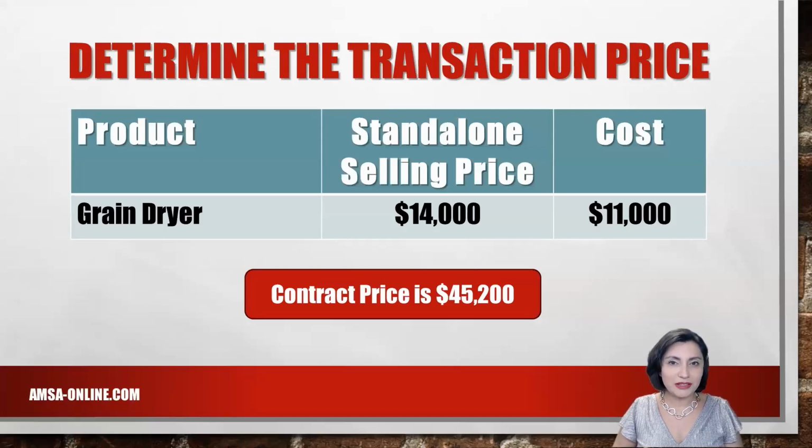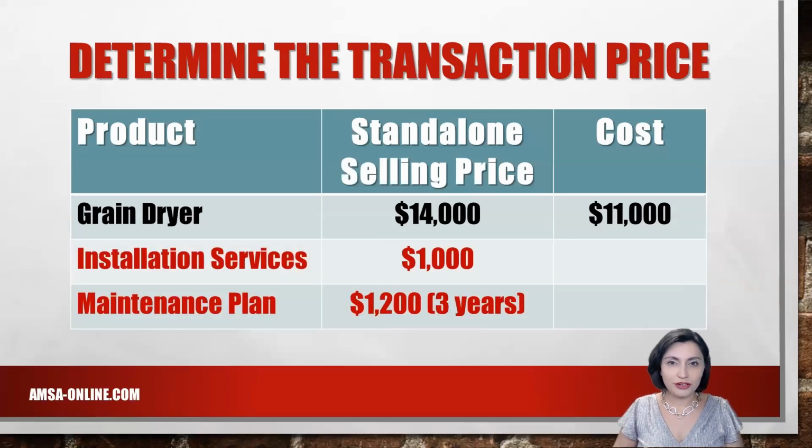Range and Farm Supplies sells 3 grain dryers to a local farmer for a total contract price of $45,200. The standalone selling price of each grain dryer is $14,000, with a cost of $11,000 each. The standalone selling price is the price at which the entity sells its goods and services separately to a customer.